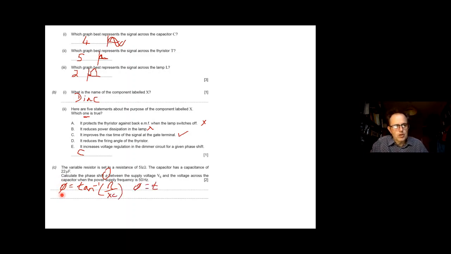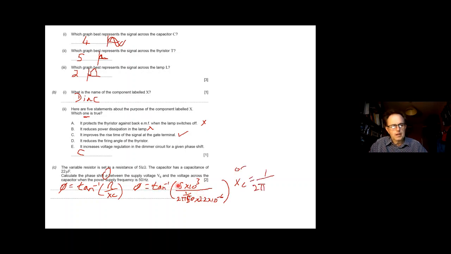And here we got a calculation of phase difference. We've got 5K, 22 microfarads, and it's the phase shift between the supply voltage and that across the capacitor. This is definitely one that you need to practice on a calculator. If people haven't practiced putting these numbers in an exam situation, when you're under stress and thinking, how can I get that phase angle? You forget about pressing the shift and the tan button.